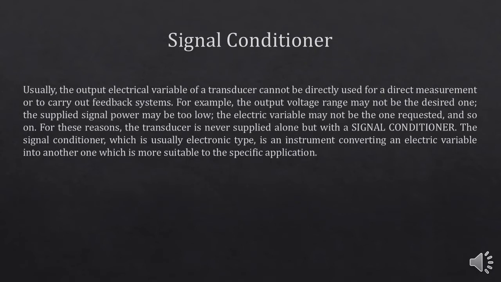Usually the output electrical variable of a transducer cannot be directly used for measurement to carry out the feedback system. For example, the output voltage range may not be the desired one, the supplied power signal may be too low, or the electrical variable may not be the one requested. These are the reasons why we cannot use the transducer directly, and we have to use a signal conditioner unit. The signal conditioner, which is usually electronic, is an instrument for converting an electrical variable into another one which is more suitable to the specific application.